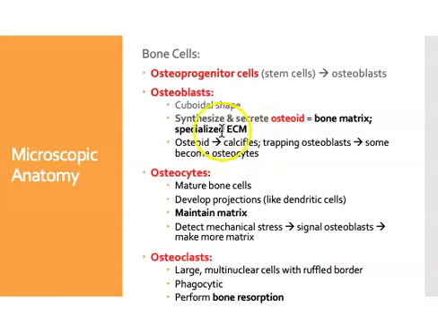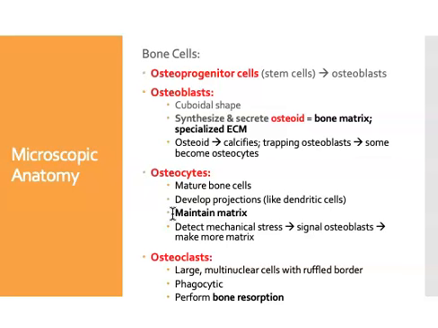Now, once an osteoblast becomes an osteocyte, it has a new job to do. And that new job is to just maintain the matrix of the bone. The osteoblasts synthesize it and secrete it. The osteocytes maintain it. They take care of it. Osteocytes have their own unique shape because they tend to develop these membrane projections, these little finger projections, similar to the dendritic cells that we looked at when we talked about the integument.